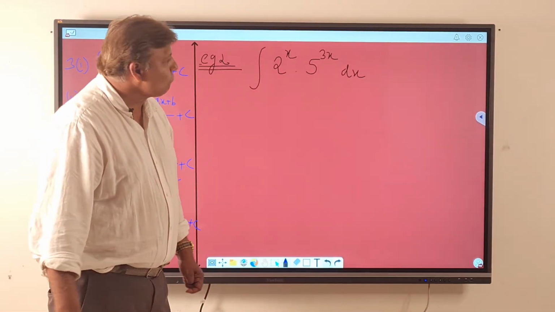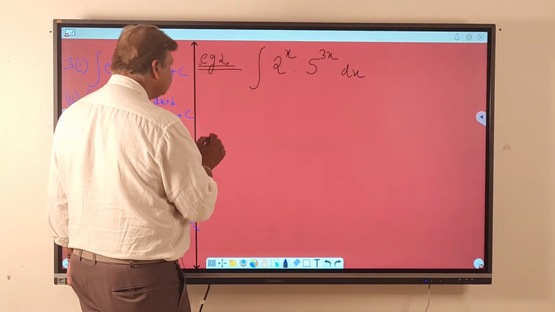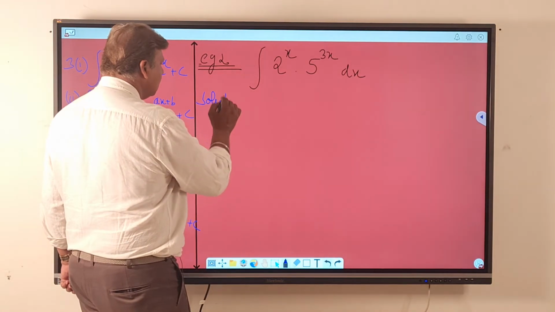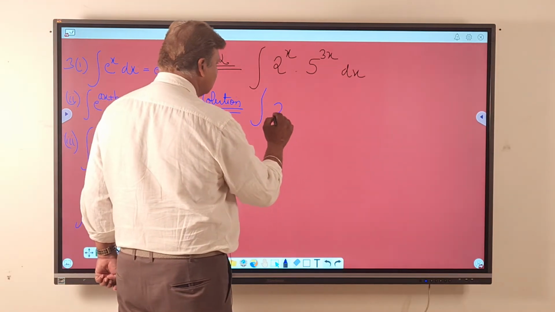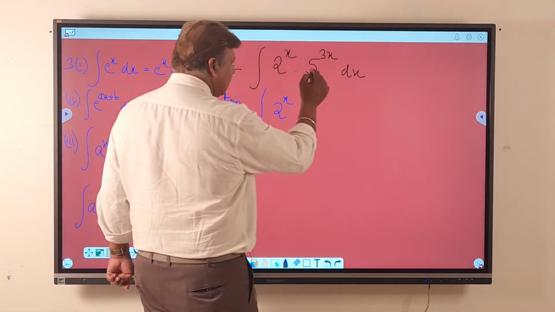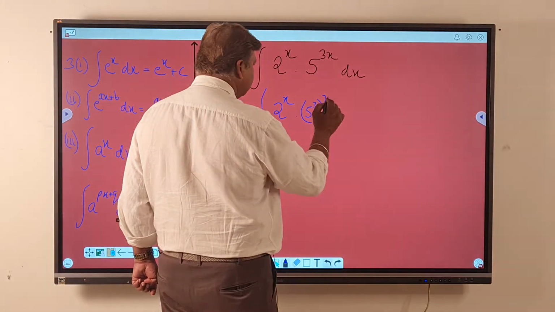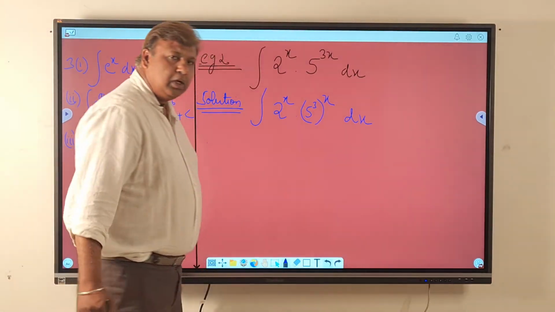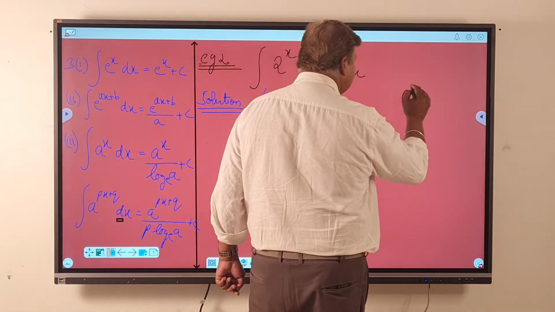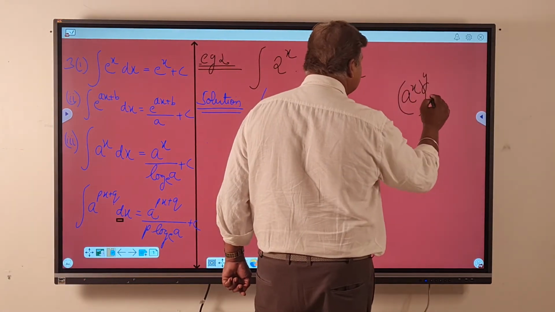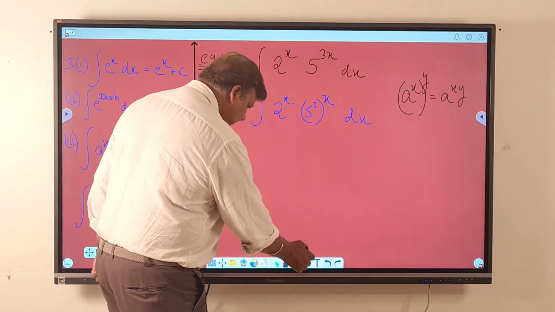So, what you can really do, you can write it as 2 raised to power x, no doubt. Here, can you write 5 raised to power 3x like this? 5 raised to power 3 whole raised to power x. Can you write like this, students? No problem, because we know that (a raised to power x) whole raised to power y is nothing but a raised to power xy. So writing it in opposite. Correct only?